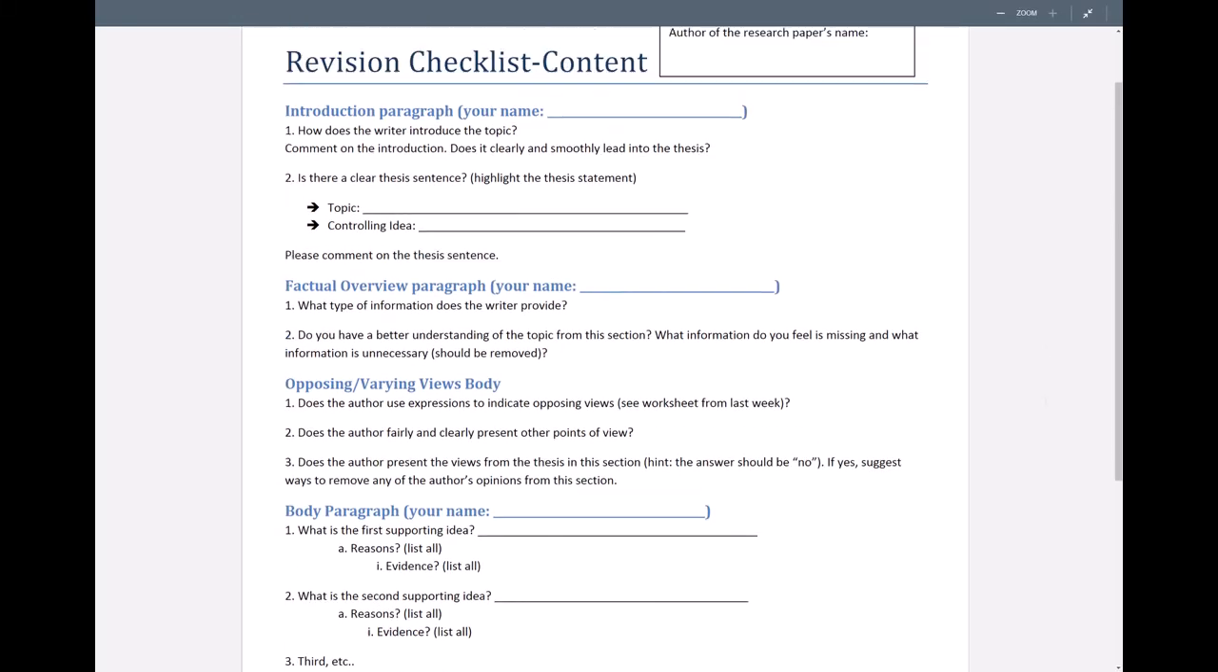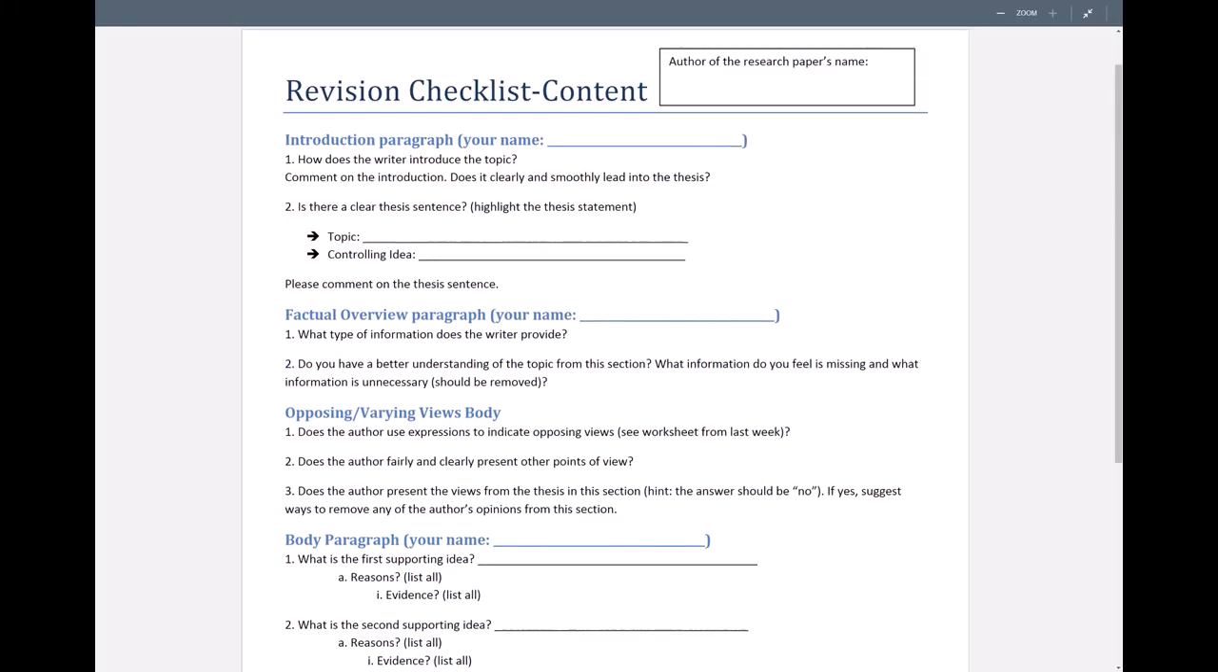Hi students, so we are continuing with this revision checklist on content, and we're going to cover the other paragraphs starting with the factual overview paragraph.